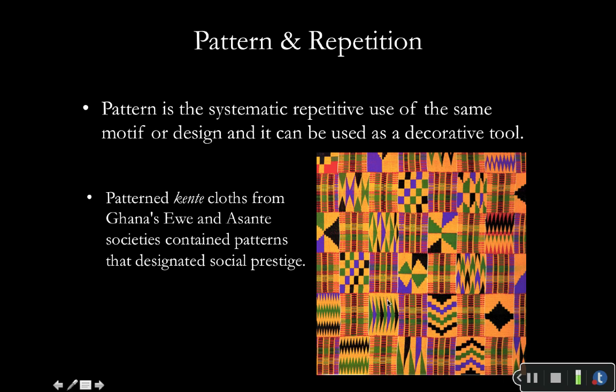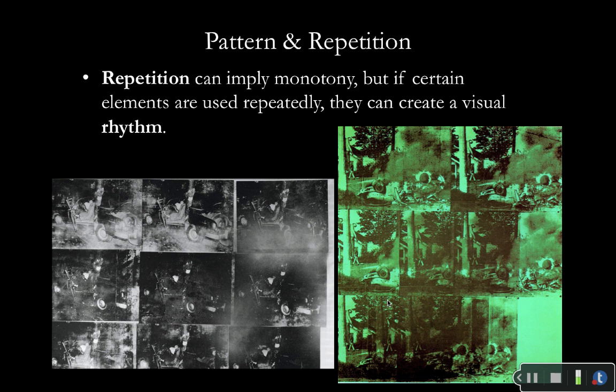And lastly, I want to talk a little bit about repetition. Repetition can imply monotony, but if certain elements are used repeatedly, they can create a visual rhythm, okay? So here we have some specific pieces by Andy Warhol. These are probably not the pieces you often think of when you think of Andy Warhol, but these are two from a series that he called the Death and Destruction series.